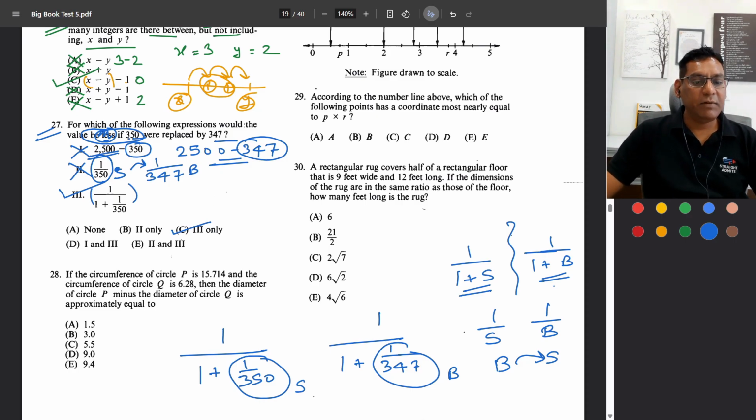Okay. Don't really worry about this 350, 347. No one is asking you to do any calculations with these big numbers. Obviously, no one is asking you to calculate this. But yes, it's purely logical.